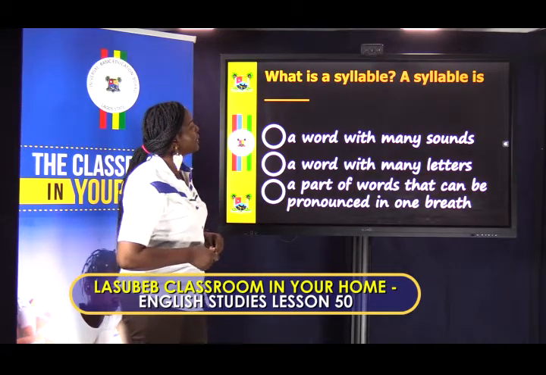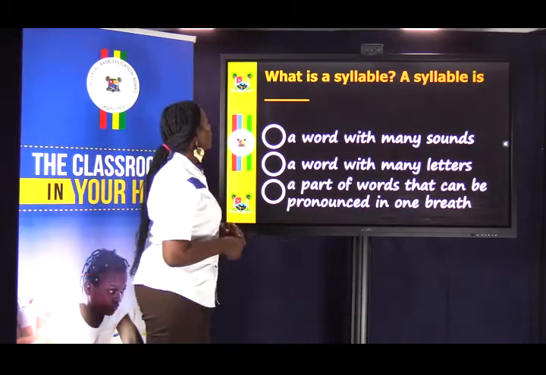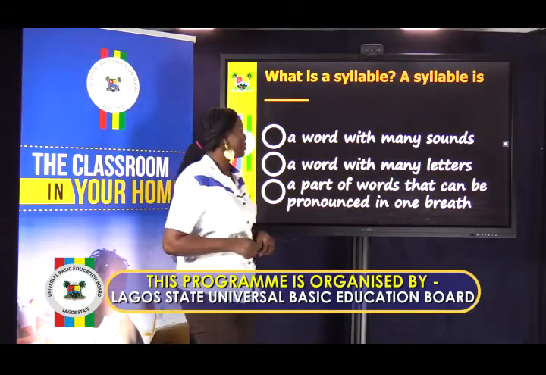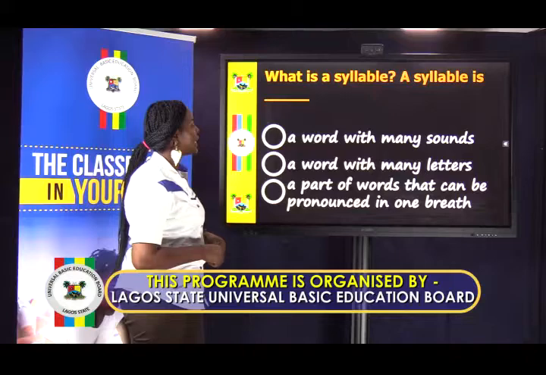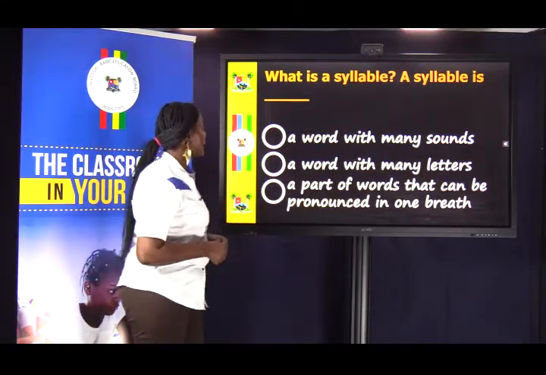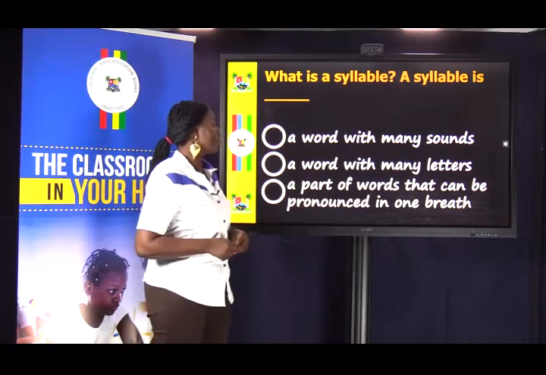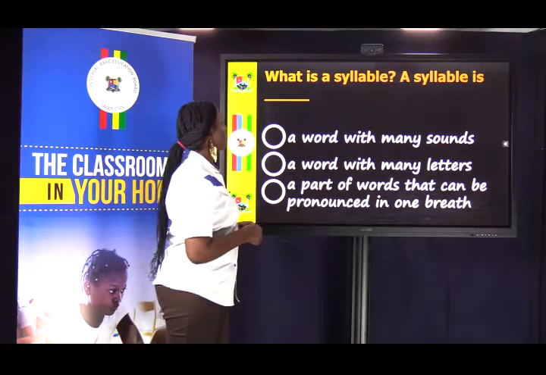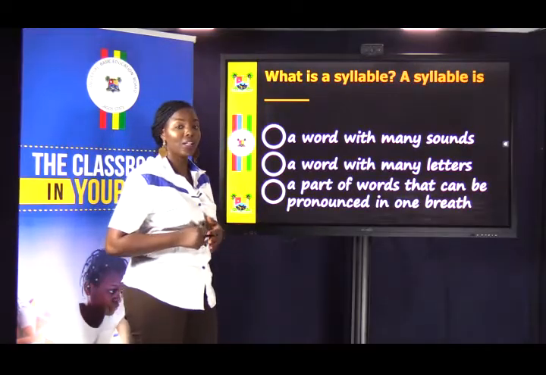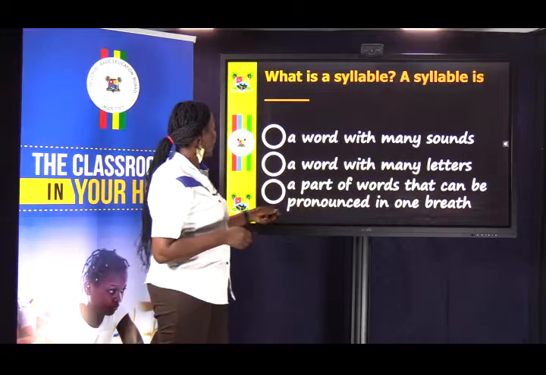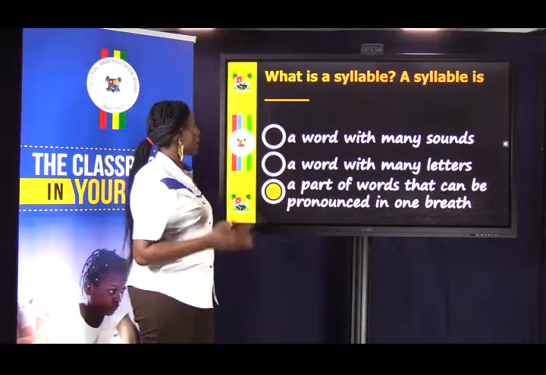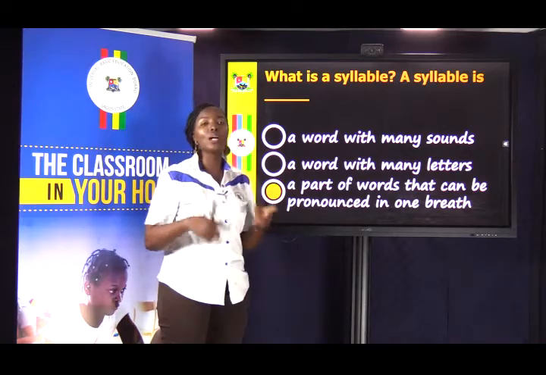Okay, and this is on syllable. So what is a syllable? A syllable is dash. A, a word with many sounds. Okay. B, a word with many letters. C, a part of words that can be pronounced in one breath. Are you with me? Are you choosing your answer? Oh, you've chosen your answer. Is your answer C, a part of words that can be pronounced in one breath?